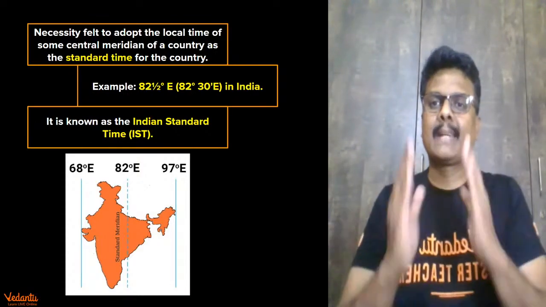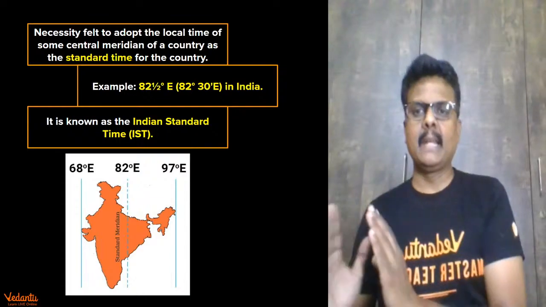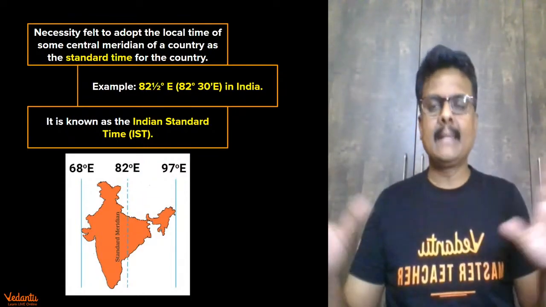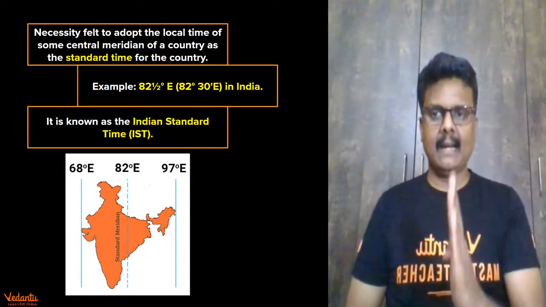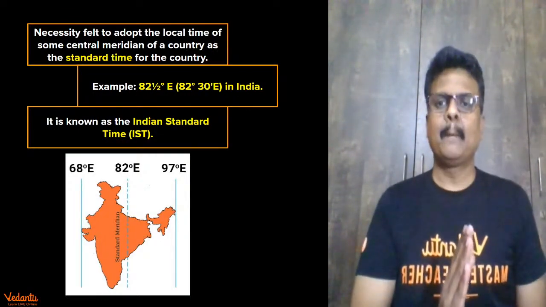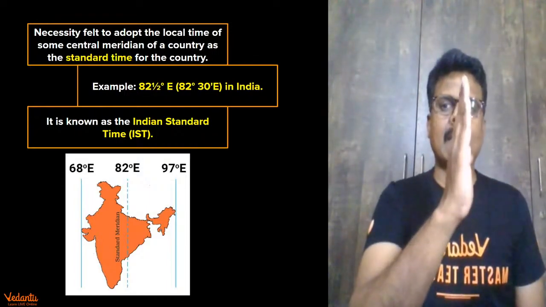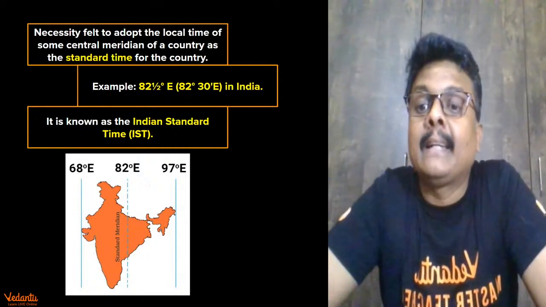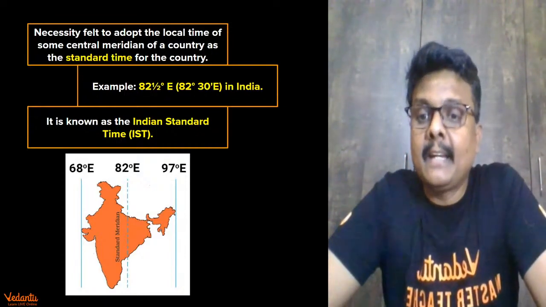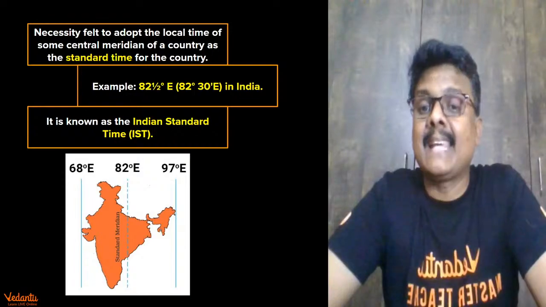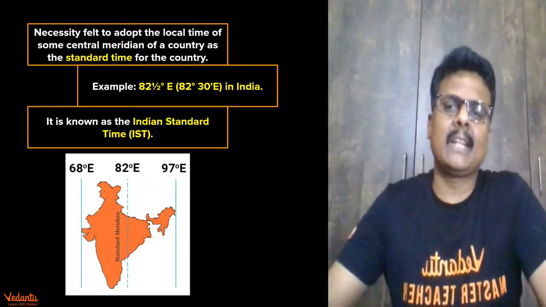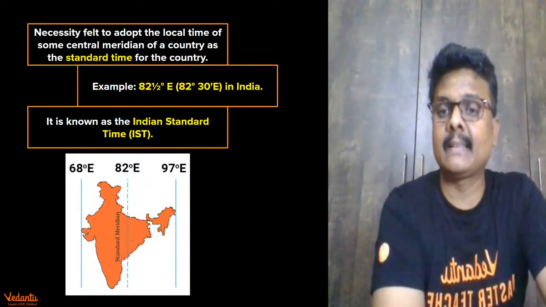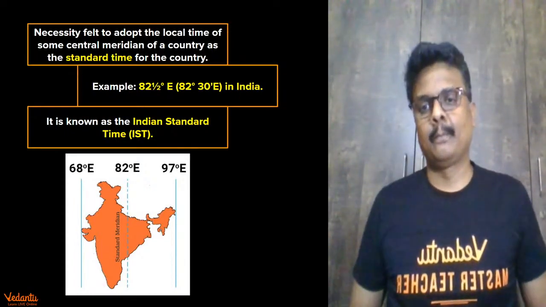Because otherwise, if you take time based on different meridians, locally the time is bound to change. To avoid that confusion, they kept a standard time for a country depending exactly on the local time on a central meridian of the country. So in India, where do you find the central meridian? They identified it to be 82 degrees east. And whatever time comes there is called IST, Indian Standard Time. And we all follow that now.